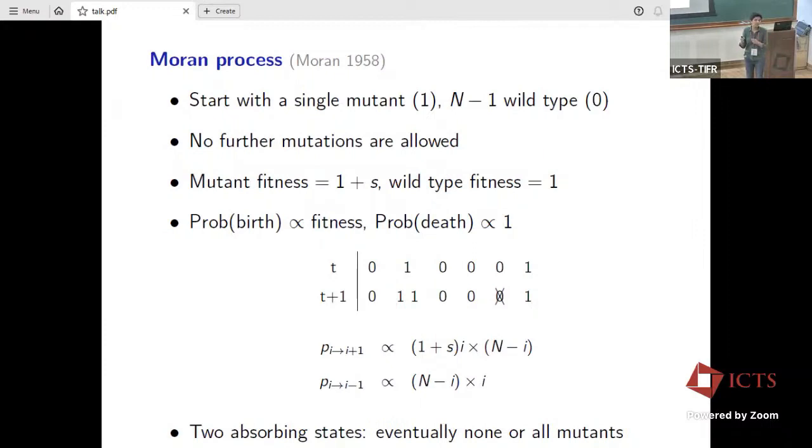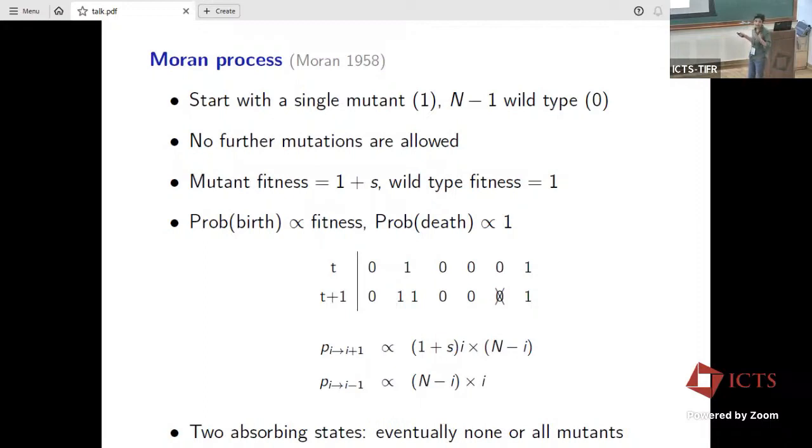And as we were talking about fixations, once a mutant has been introduced, we don't allow any more mutations at that locus. The fitness of the mutant, I'm denoting here by 1 plus S. S could be positive, negative, or 0, and the wild type fitness is 1. And the process is the following. It's simple. It's a birth-death process, which means an individual is chosen to give birth with a probability which is proportional to its fitness.